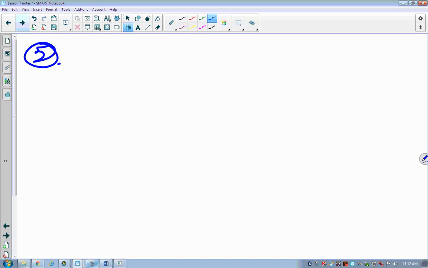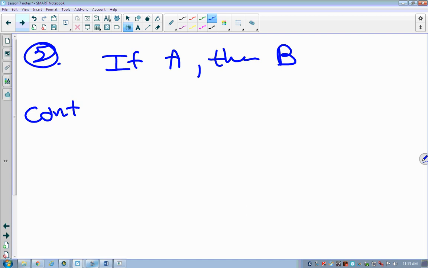Does this make sense? I'm not rushing too fast for anybody. All right. Number 5. Write the contrapositive. The way a statement works, it's if A, then B. Contrapositive is what it wants.